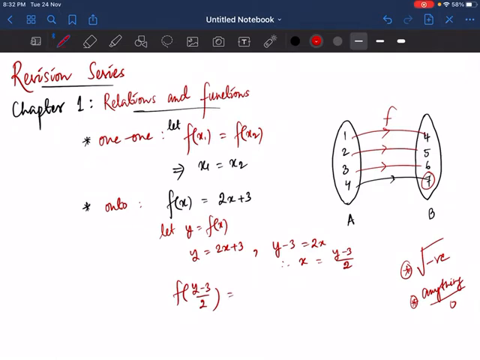If I put that, and if I get the answer as y, then we can say that the function is onto. So in place of x, I'm putting (y minus 3) by 2. So I get 2 into (y minus 3) by 2 plus 3. The 2 gets cancelled, so we are getting y minus 3 plus 3, which is equal to y. So now you can say that this is an onto function.